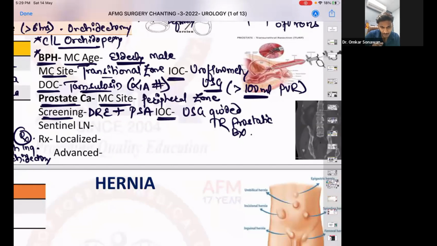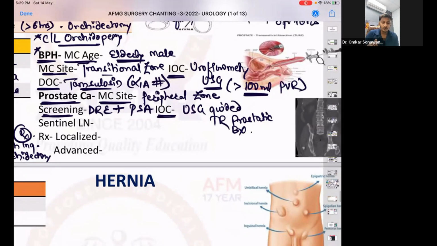Old man with back pain: prostate cancer or BPH. If an old man presents to you with back pain, as I told you, the first differential diagnosis is always multiple myeloma. If that is ruled out and no such symptoms are seen, then definitely BPH is much more common as compared to prostate cancer.